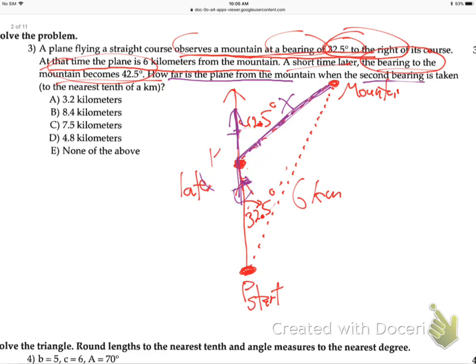So this 42.5 and whatever this is, if I take 180 minus 42.5, what do you get? 137.5. So this angle here has to be 137.5 degrees for these two to make 180, because together they make a straight line. Right? Everybody good with that?